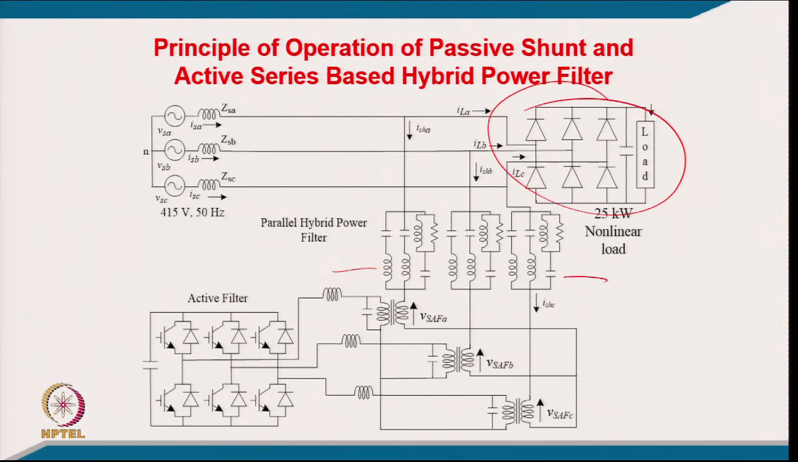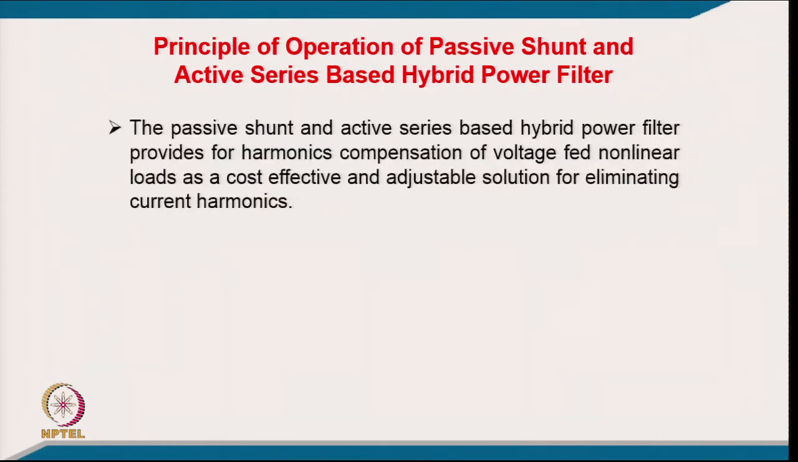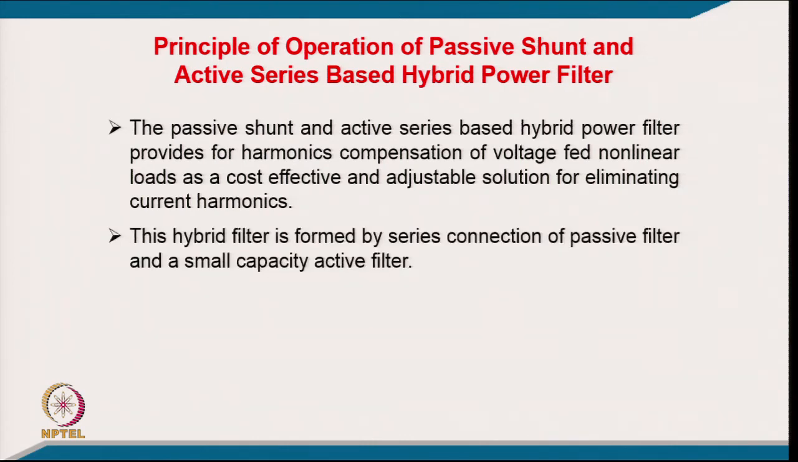I can tell you why it has become quite popular. People developed active filters, but they were very costly, while passive filters have their drawbacks. So, with a small active filter with proper control, we are able to eliminate the problems of the passive filter and get a cost effective solution as well as a very effective one for compensation. So, the passive shunt and active series hybrid filter provides harmonic compensation of voltage fed non-linear load as well as a cost effective and adjustable solution for eliminating the current harmonic.